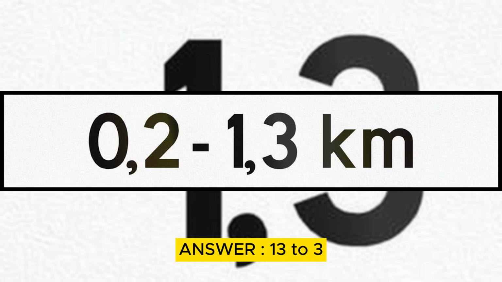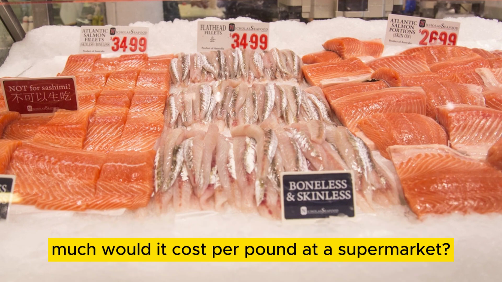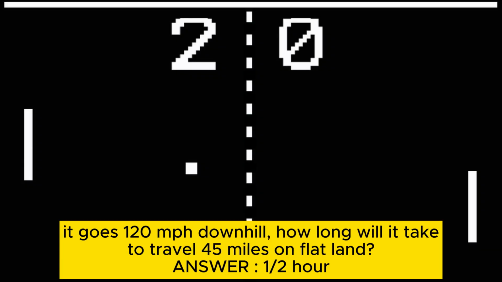Answer: 13 to 3. The price of salmon at a fish market is $5.40 per pound. This is 150% of its cost at a supermarket. How much would it cost per pound at a supermarket? Answer: 3.6. A train goes twice as fast downhill as it can go uphill, and 2/3 as fast uphill as it can go on level ground. If it goes 120 miles per hour downhill, how long will it take to travel 45 miles on flat land?